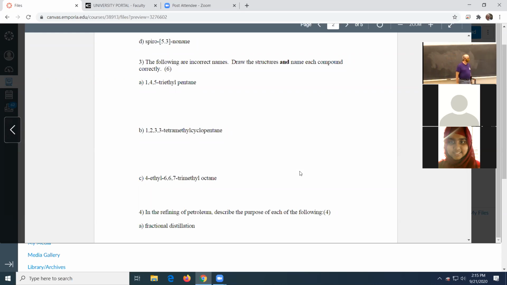Okay, and then the parts A and parts B and C, sorry, those are numbered incorrectly. So cyclopentane. And I said it was 1, 2, 3, 3, 2, 3, 3. So I can draw a structure based on that incorrect name. The numbering is incorrect. It should be 1, 1, 2, 3. We want to use the lowest set of numbers.